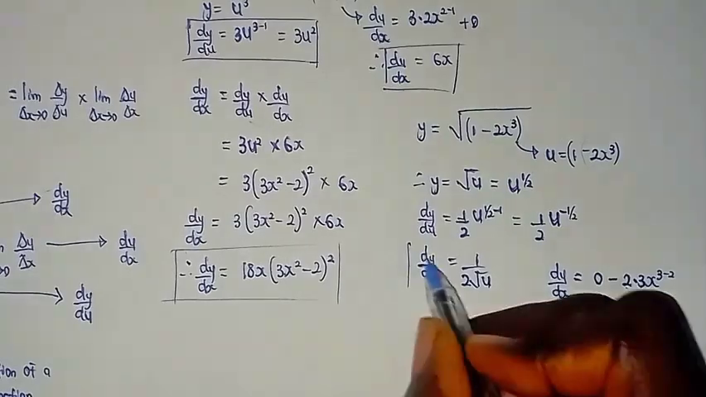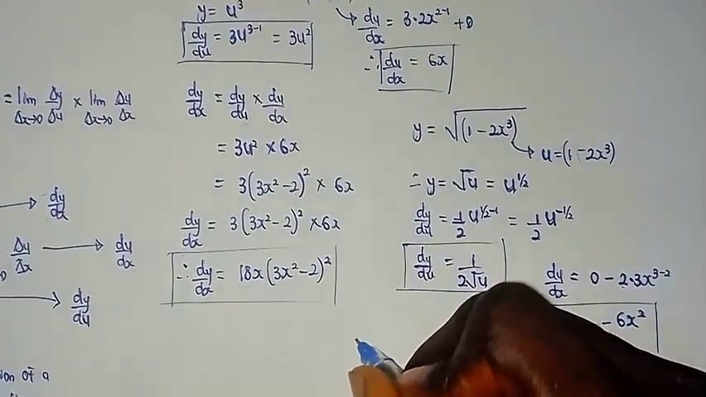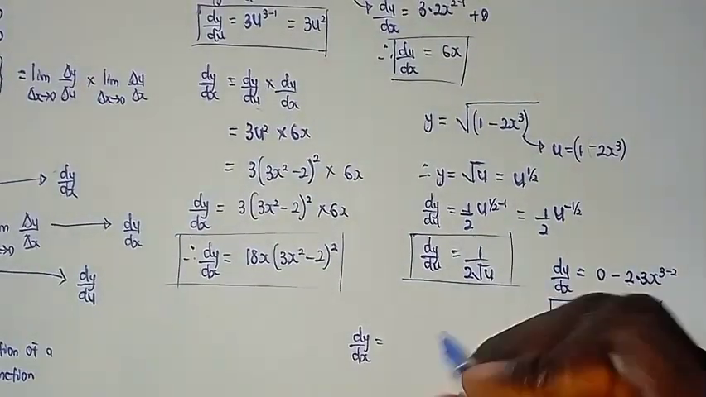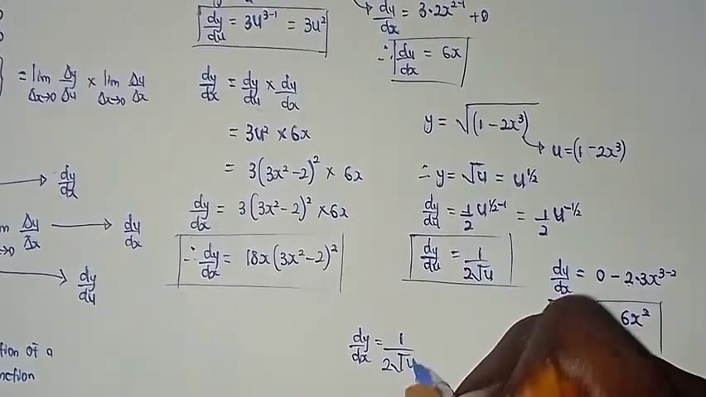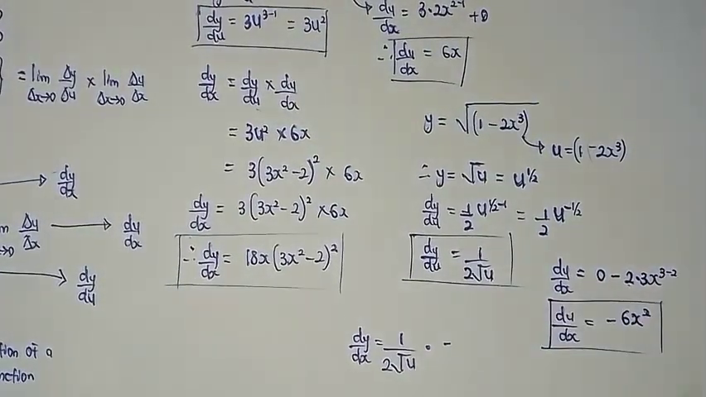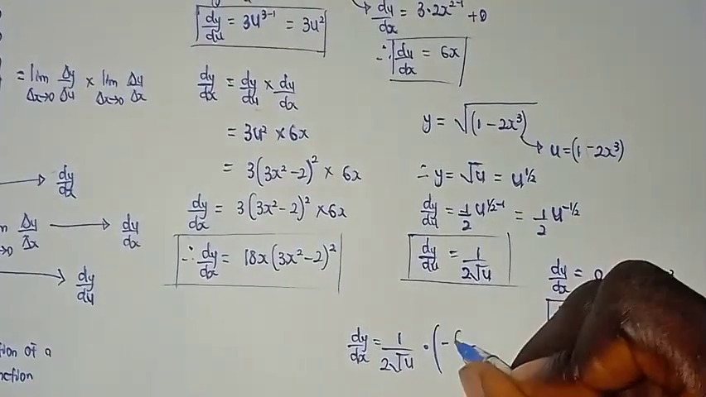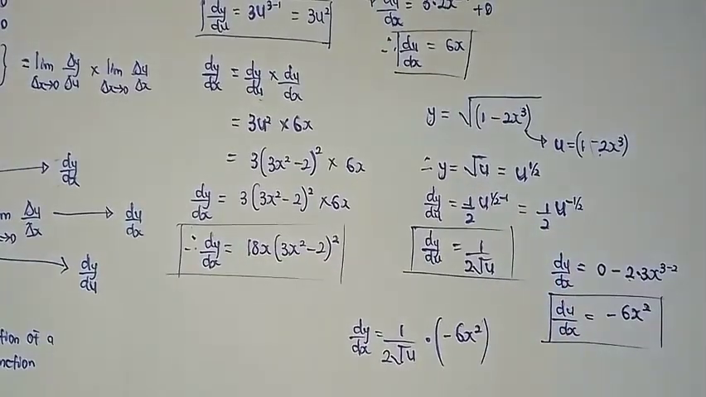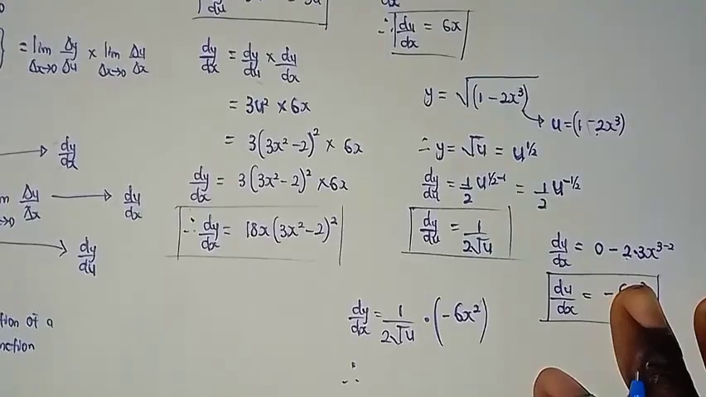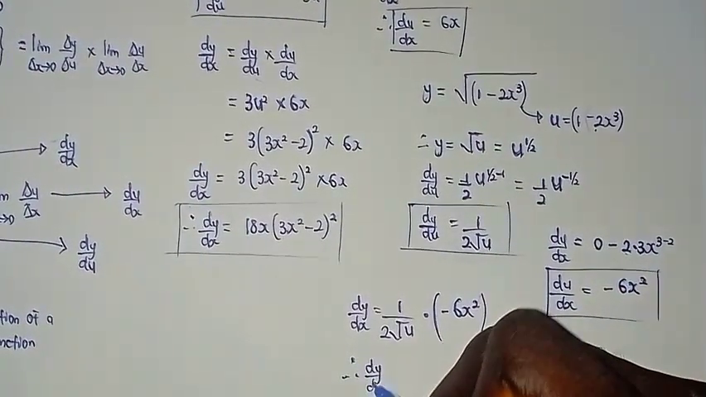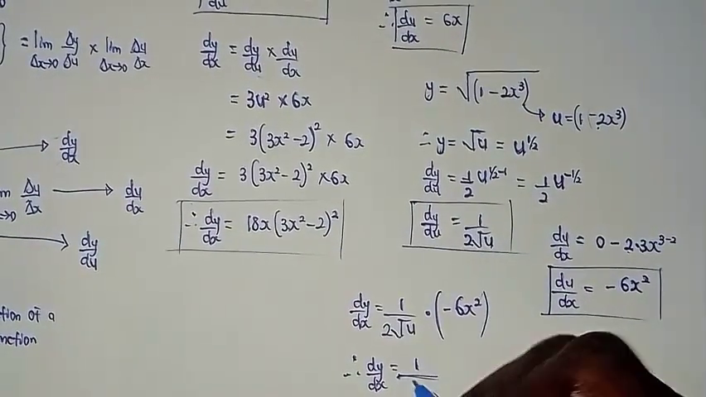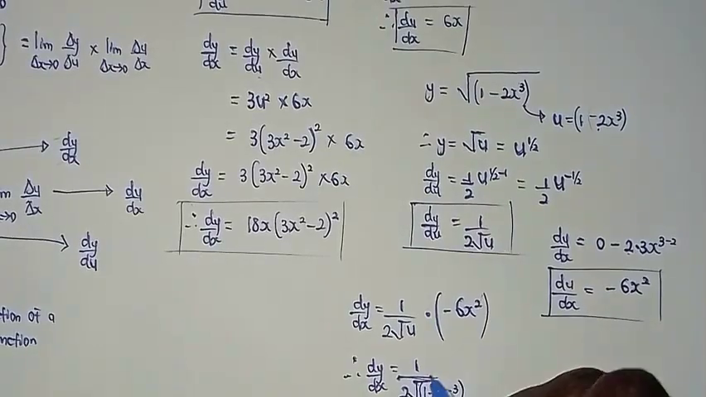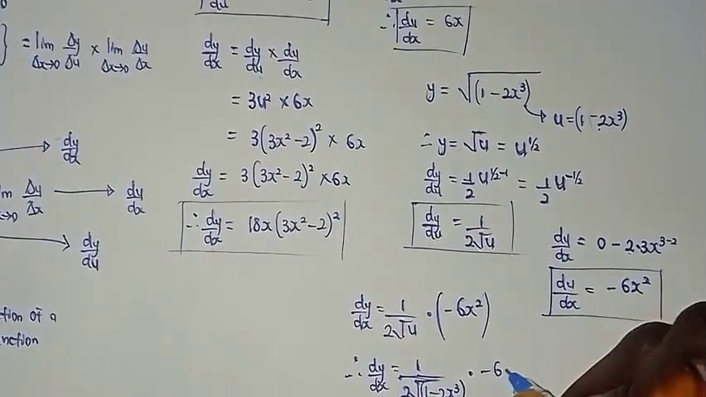And then we have our dy over du. So our dy over dx becomes dy over du, which is 1 over 2 square root u, and then our du over dx becomes minus this multiply, let's put the bracket, 6x power 2, right? But we have that u is equal to this, right? So our dy over dx therefore becomes 1 all over 2, and then u, which is 1 minus 2x cubed, right? Multiply by minus 6x squared.